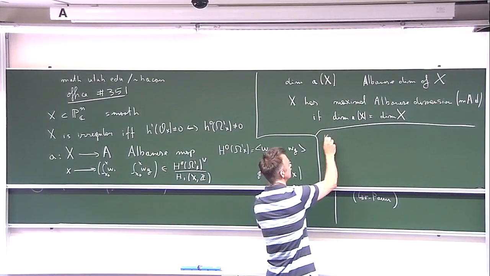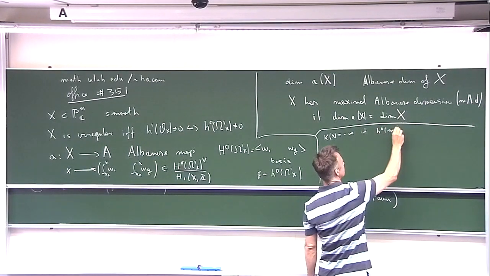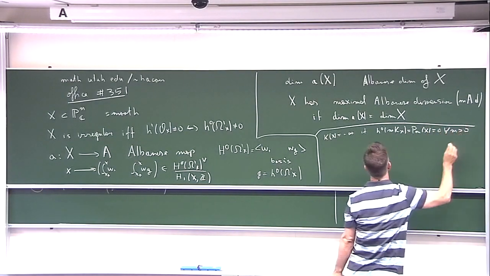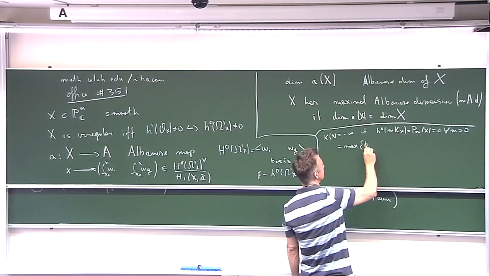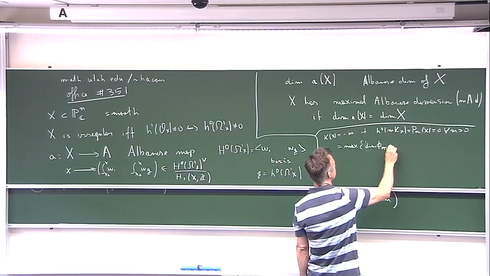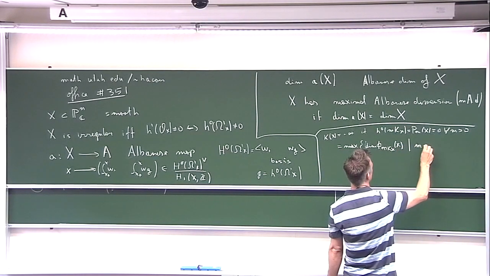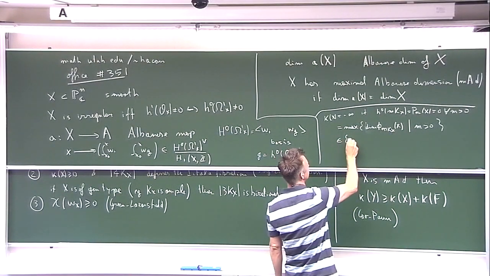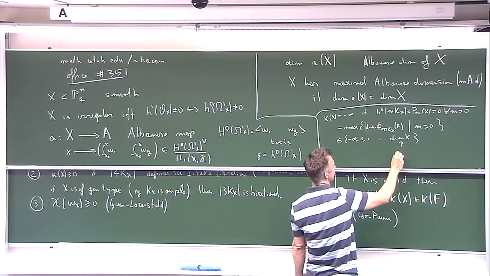What does the Kodaira dimension of X mean? The Kodaira dimension of X is assumed to be minus infinity if h0 of mK_X, this is known as the m-th plurigenus of X, is 0 for every m greater than 0. And otherwise, the Kodaira dimension is the maximum of the dimension of the image of X under multiples of the canonical line bundle, and so the Kodaira dimension is always a number that is either minus infinity, 0, 1, all the way up to the dimension of X. The case when it's equal to the dimension of X is known as the case of general type.